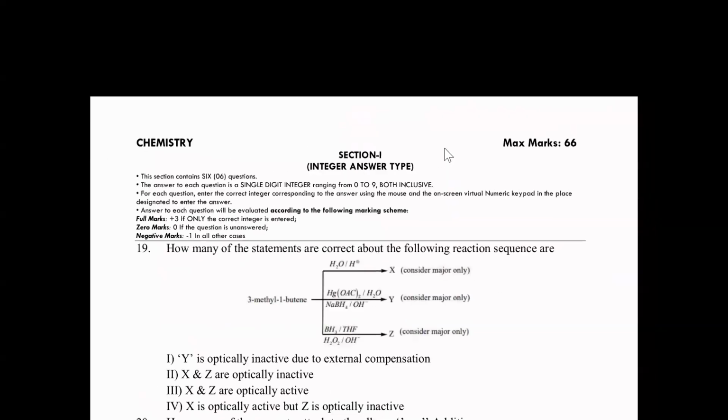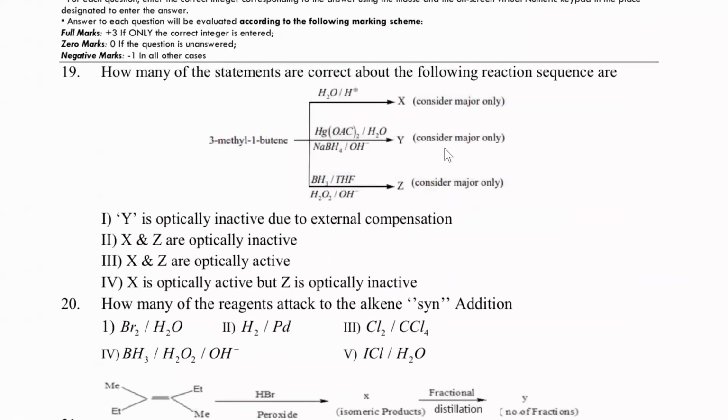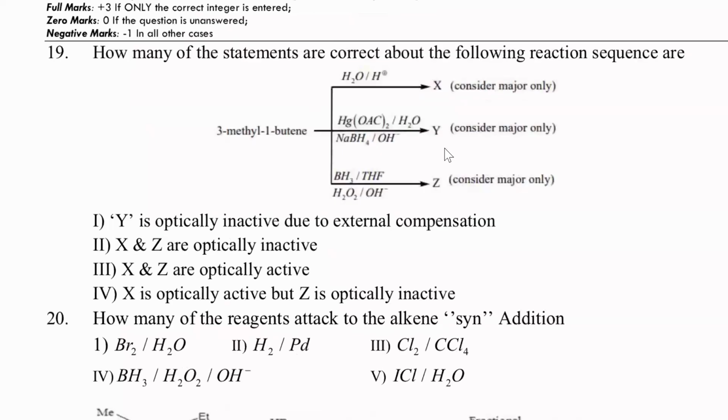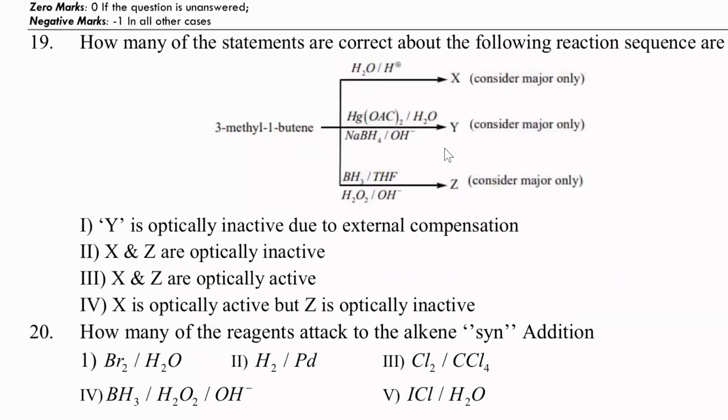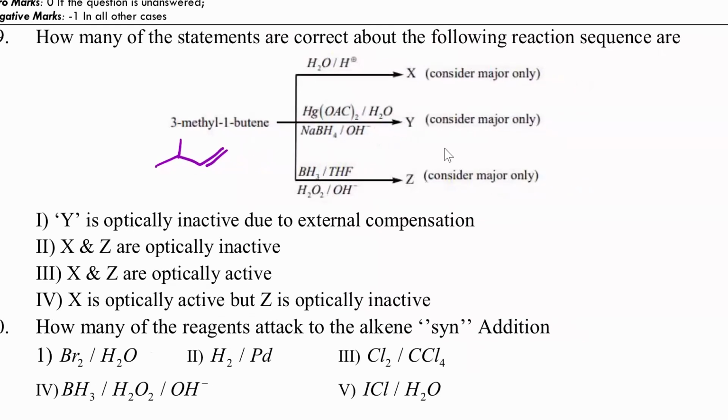Day 1, assignment 2. Check 19th one. How many of the following statements are correct about the following reaction sequence? 3-methyl-1-butene. Let me write the structure. So we have 1-butene and 3-methyl here. On adding water, what do I get? First you will get a Markovnikov addition. So carbocation will come here. Positive charge will migrate and eventually water will come here. So this is the product.